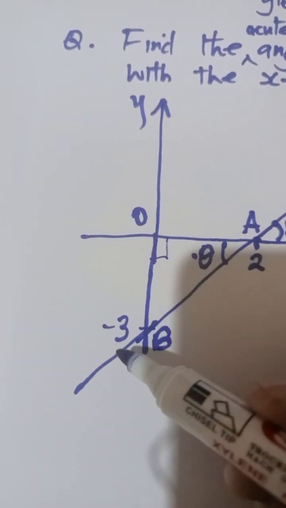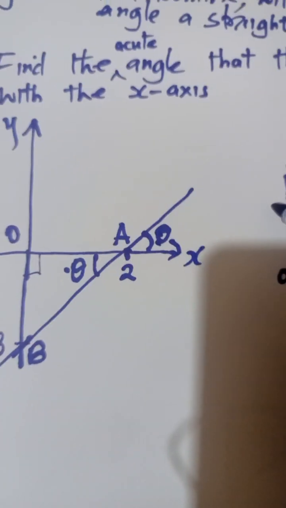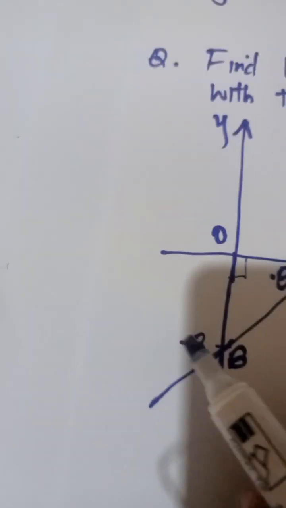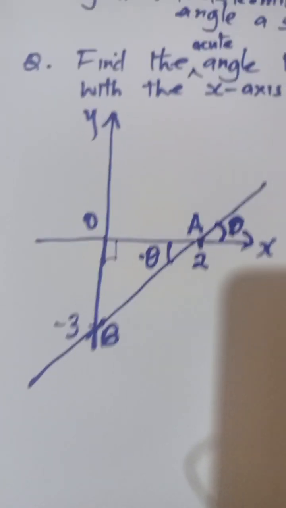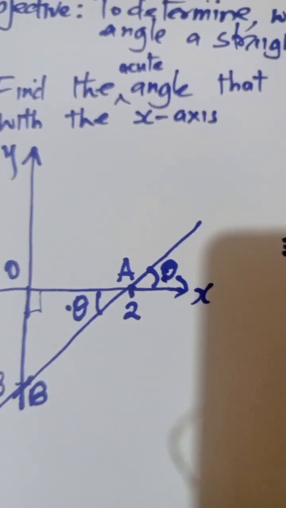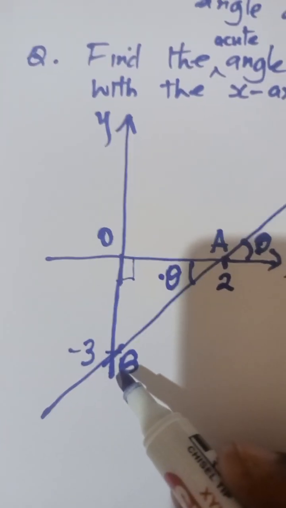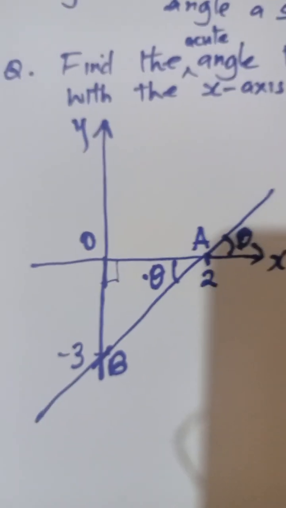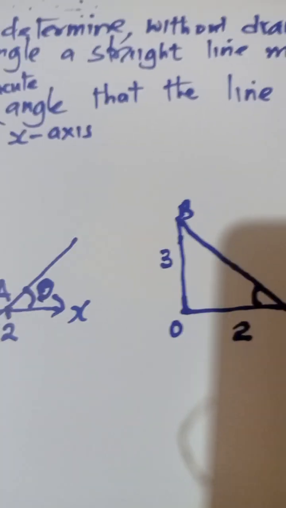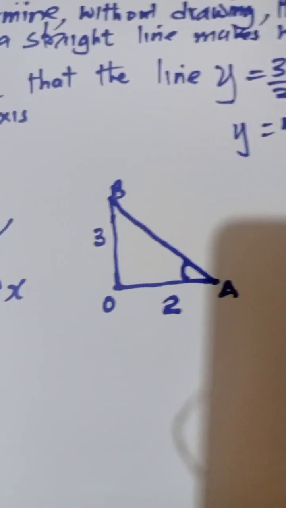Now, B is 3 units from the origin. Of course, it's at -3 just to indicate the side of the y-axis that B is found. The -3 just denotes the negative side of the y-axis, but we know length cannot be negative.